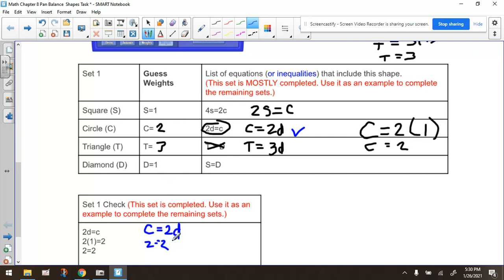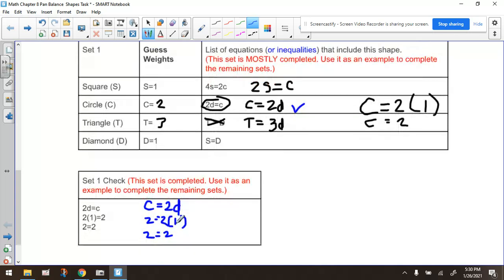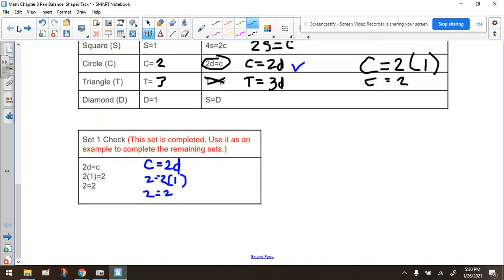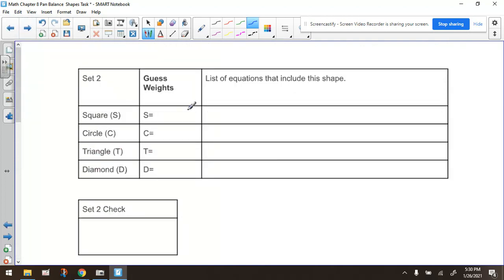And for D, we said D was a 1. And we would show that 2 equals 2, because this means 2 times 1, right? So that's 2. So again, 3 lines of work. All right, let's do set 2 together.